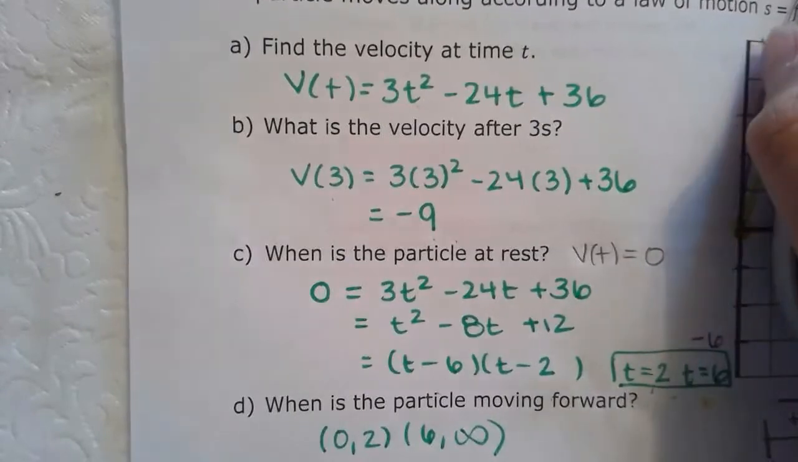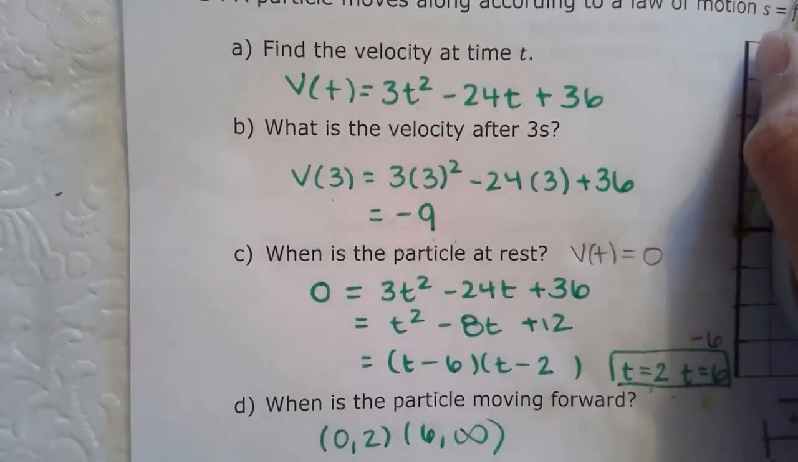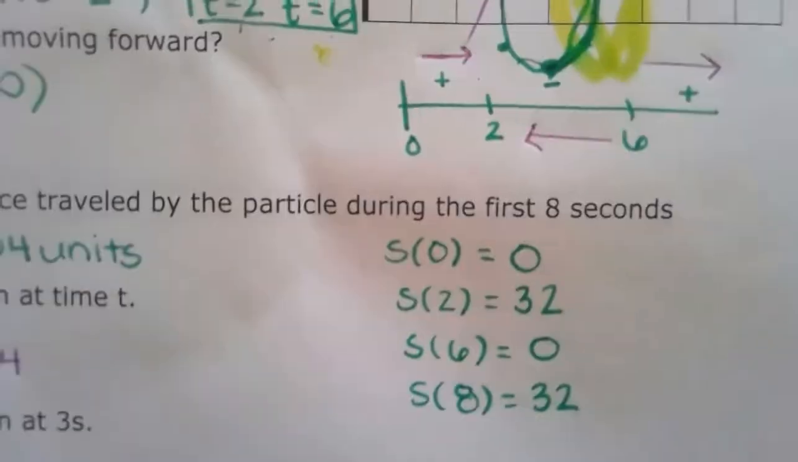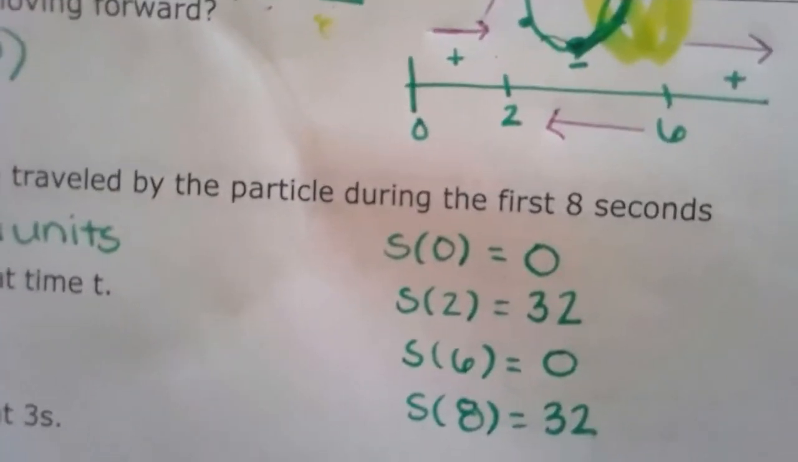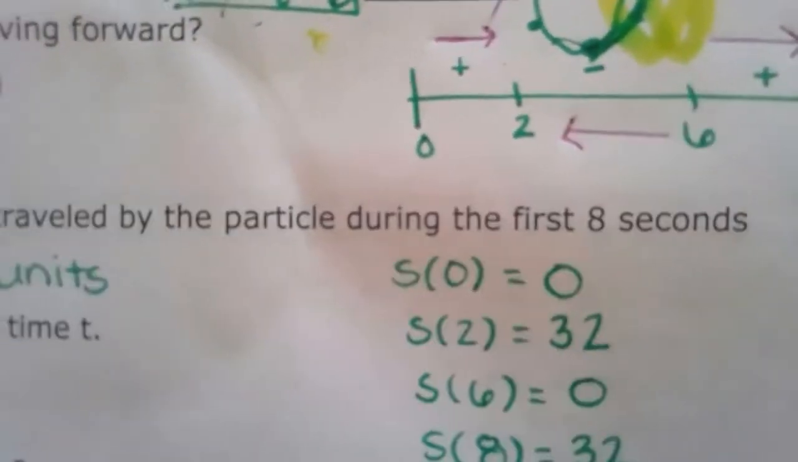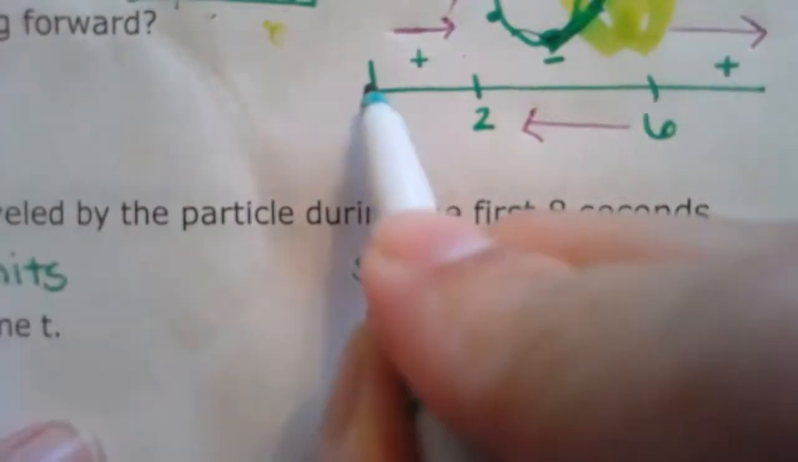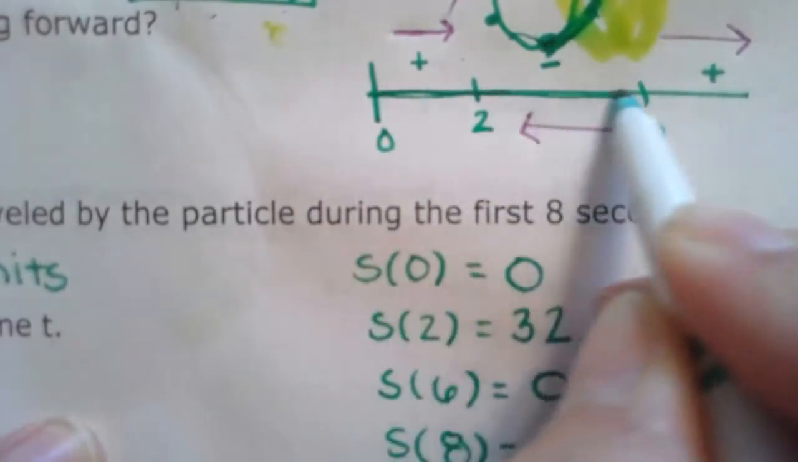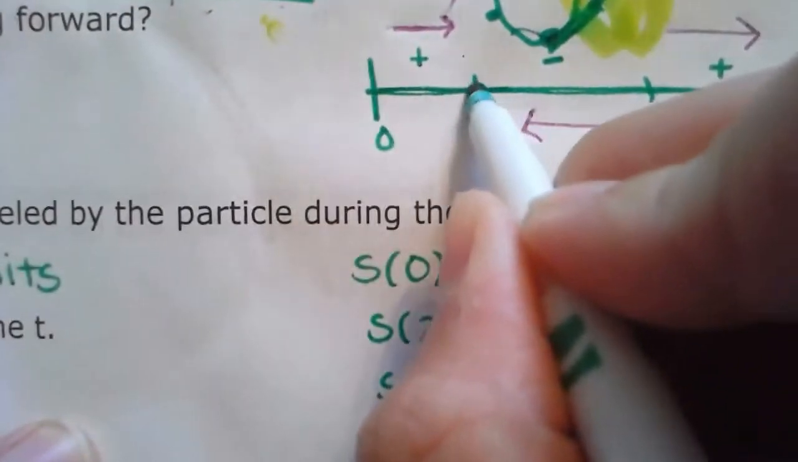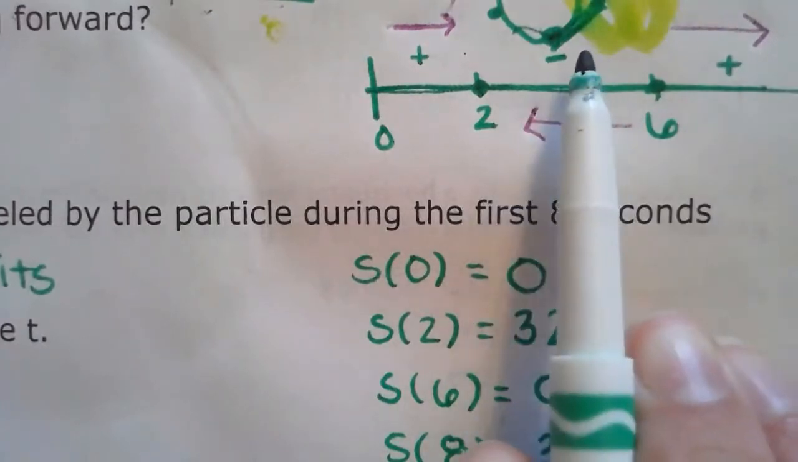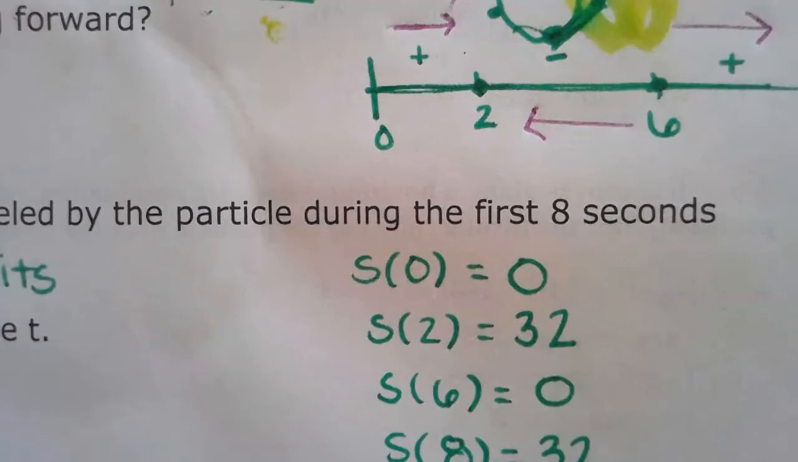In order to determine when the particle is moving forwards or backwards, we would look at the velocity in terms of a number line. So that's what I did over here. So I said, okay, here's velocity. We know that velocity is at 0, at 2 and 6. We also know that velocity at 3 was negative.